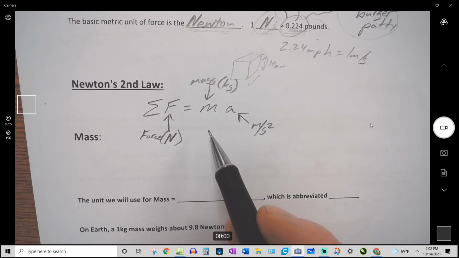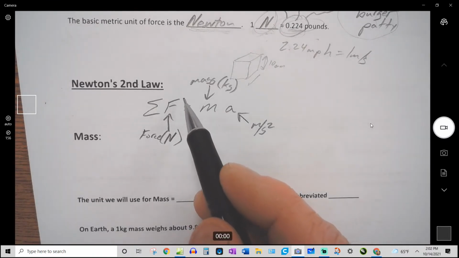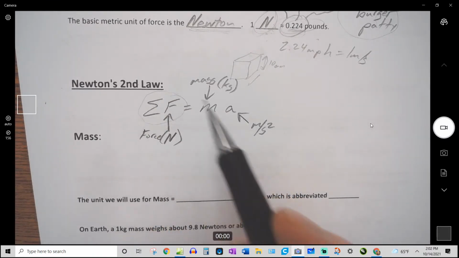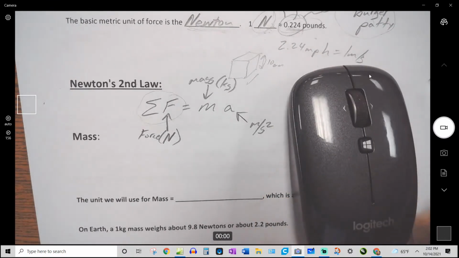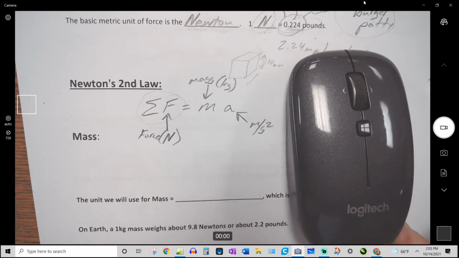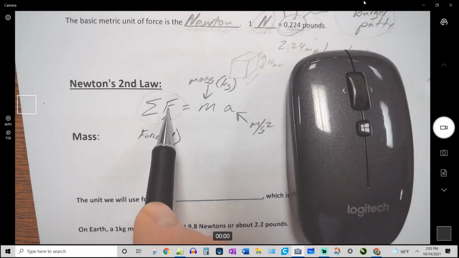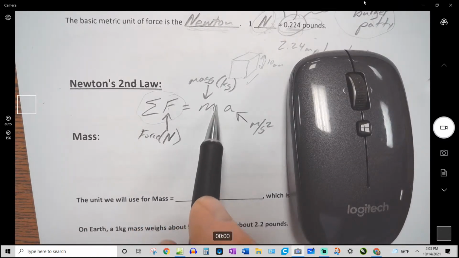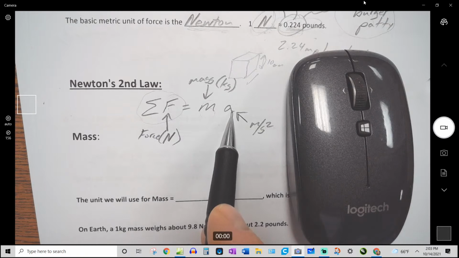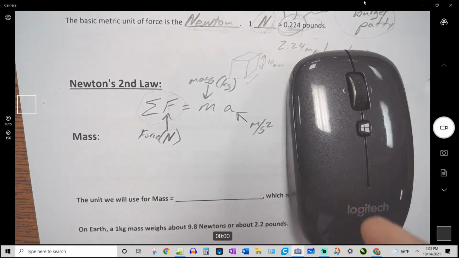So that is Newton's second law. But the most important thing about Newton's second law is its net force. So if you say there's gravity pulling on my mouse right now, that's a force. If I plug in the mouse's mass, I should be able to calculate its acceleration. But it's not accelerating.